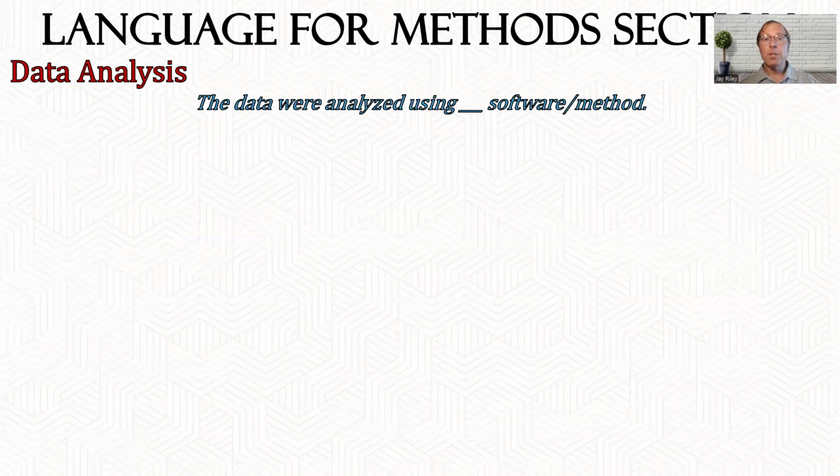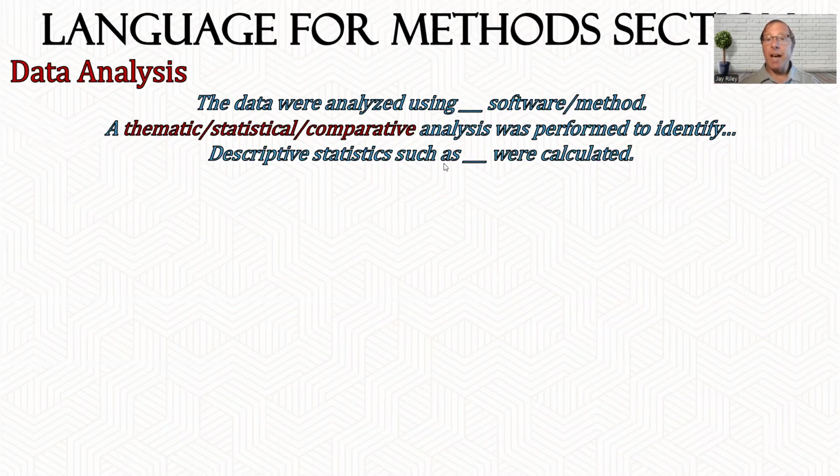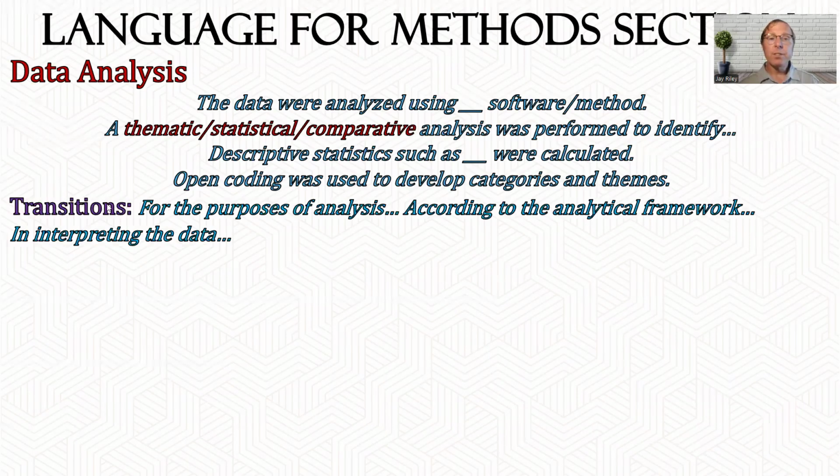You can think about how you can apply these stock phrases to your own research project. So now let's talk about data analysis. Once data collection was complete, we proceeded to analyze the data using SPSS software, using NVivo. A thematic, statistical, comparative analysis was performed to identify the relationship between whatever two variables you were exploring. Descriptive statistics, such as what, were calculated. And open coding was used to develop categories and themes. And you can use transitions like for the purpose of analysis, according to the analytical framework, or in interpreting the data.